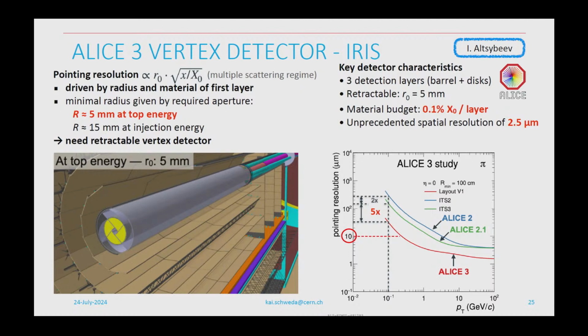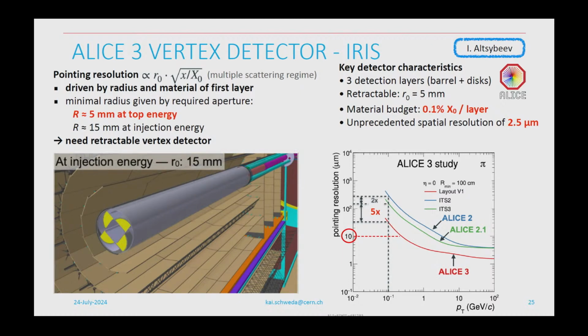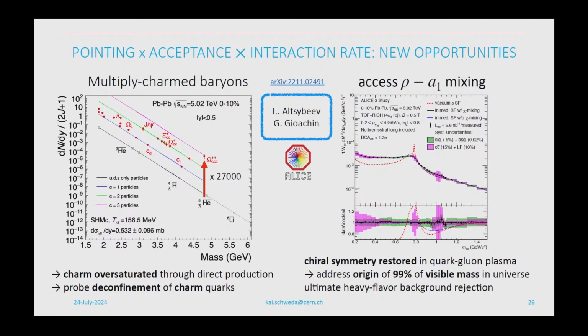For studies into bulk properties, this will be arguably the ultimate heavy-ion detector. You see the detector has to go out when the beam is steered. Once stable beams are declared, it rotates in with an iris mechanism to get as close to the collision point as possible. So the physics we want to address with ALICE 3 is the following.